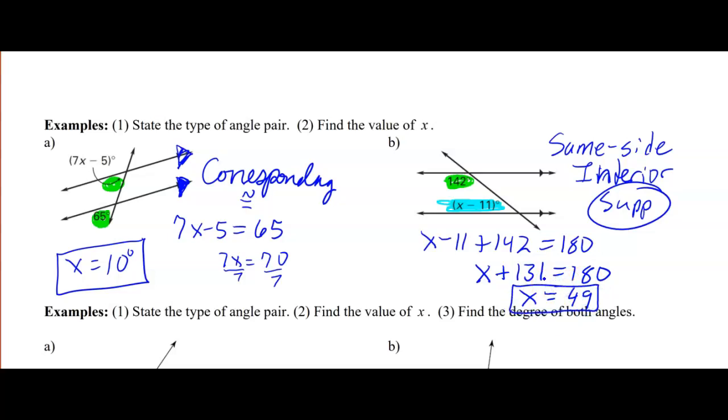So identify your pair. What is the relationship for parallel lines? Parallel because I've got this extra arrow. Parallel lines, they're going to either have to be congruent or supplementary, then set up and solve the problem. And that's basically how you solve problems with parallel lines.